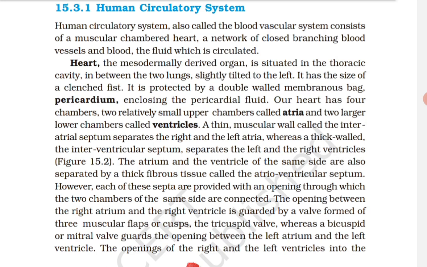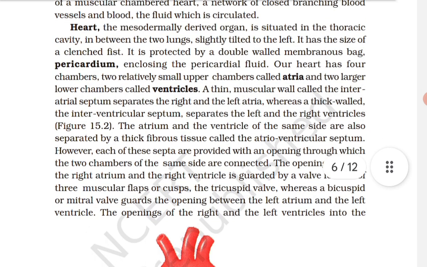Whereas crocodiles, birds, and mammals possess a four-chambered heart with two atria and two ventricles. Amphibians and reptiles, except crocodiles, all have a three-chambered heart with two atria and a single ventricle.